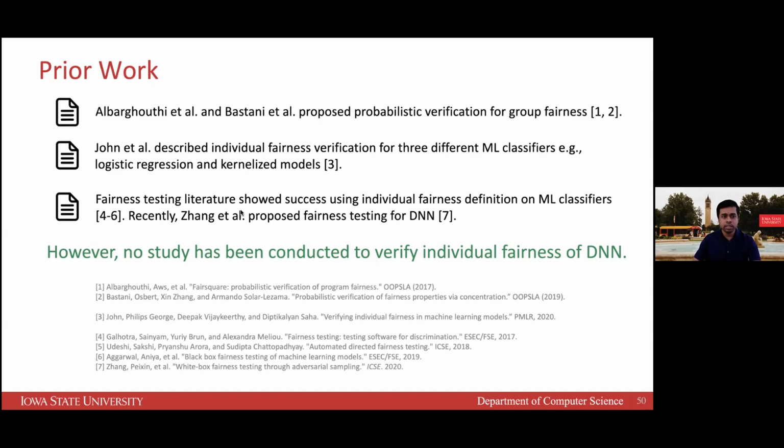And the fairness testing literature showed the success of the definition of individual fairness in fairness testing. That was important because developers can directly look at the fairness problem and fix it. That's why we are interested in verifying individual fairness for DNNs.